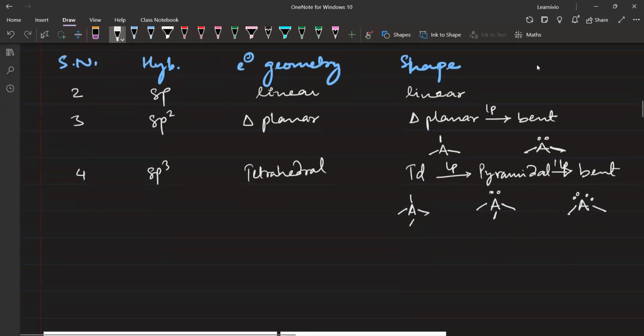ठीक है, अगला देखिए. Next is 5, that is sp3d. Here the electronic geometry is trigonal bipyramidal. Trigonal bipyramidal. ठीक है, तो इसको TBP से डिनोट करते हैं. TBP.